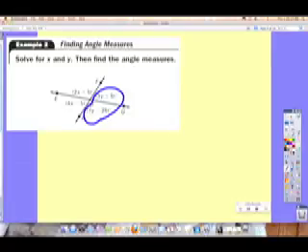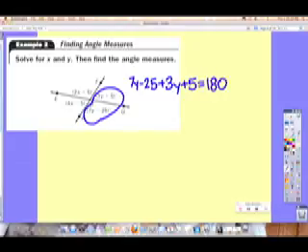Let's do it. So 7y minus 25 plus that 3y plus 5. We add those two angles together, that will equal 180. If you remember the first week of school when I tested your equation abilities, you guys rock these questions. So go ahead and solve it. I'm going to solve it on the board. See if you can beat me. All right, 7y plus 3y, 10y, negative 25 plus 5. Add 20.